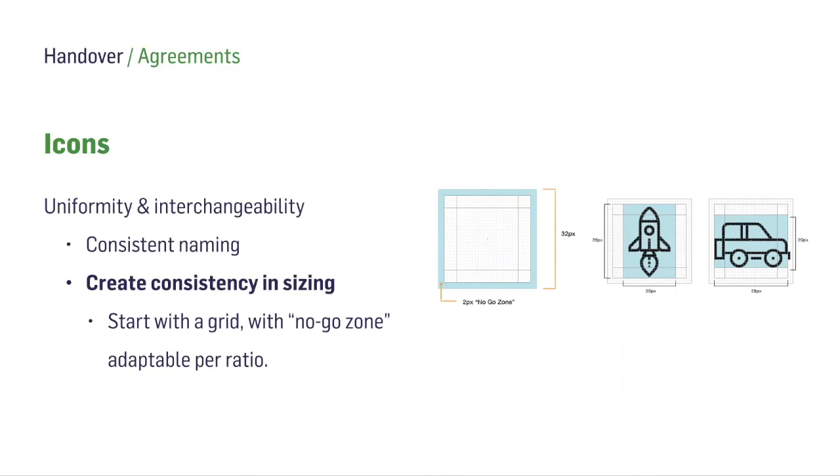So basically, you have a grid and a box with a no-go zone. Like as you can see here, the no-go zone is a sort of area around the box, which in your design has to fit. And it can adapt to your ratio. So this means, as you can see on the right side, if your rocket is higher, you will remove some space from the right side and make it longer, but it will still fit within the same square. And the same happens with the truck.